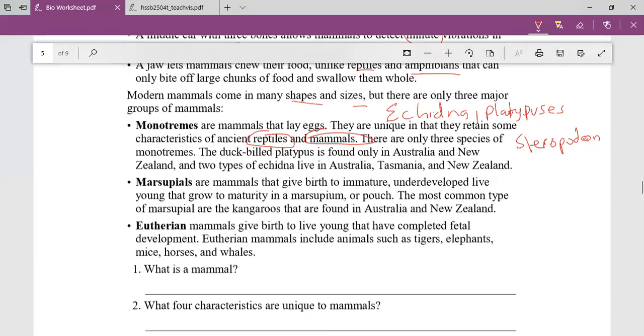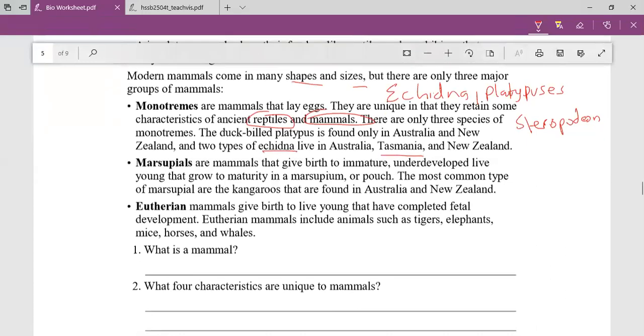So all of them are found only in New Guinea and Australia. The only place you find these mammals is Australia or New Guinea. New Zealand, New Guinea. Yeah, that's why it says Australia, New Zealand. You can also find echidna in Tasmania. It is in Australia, yeah, it's an island.